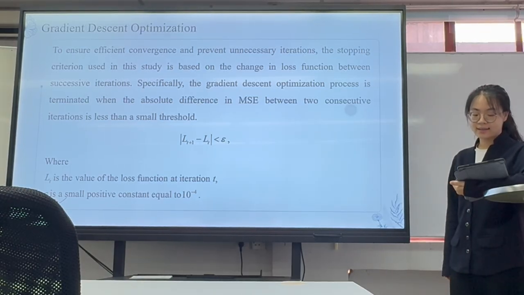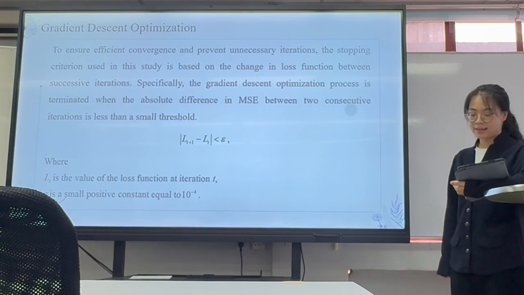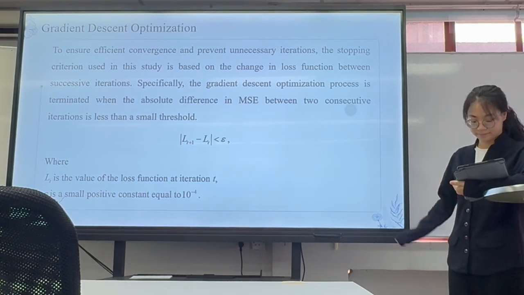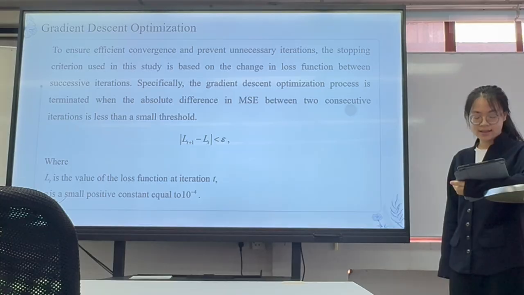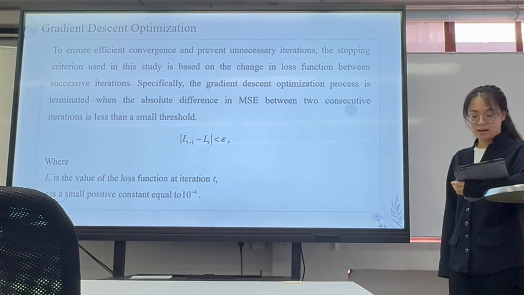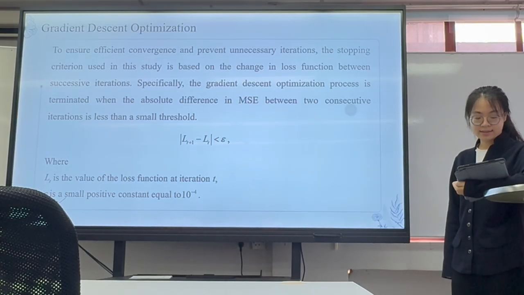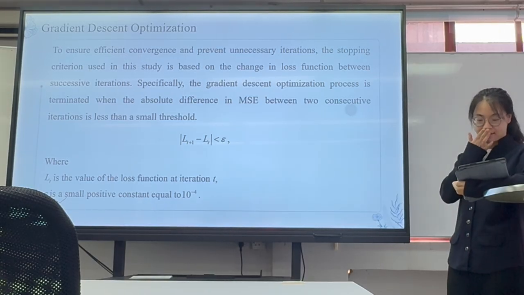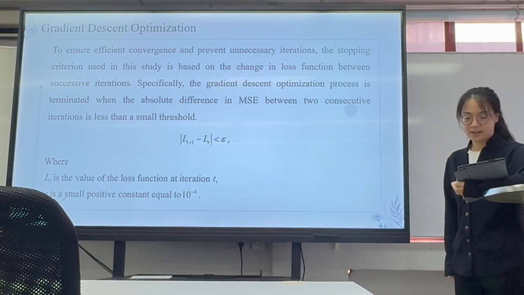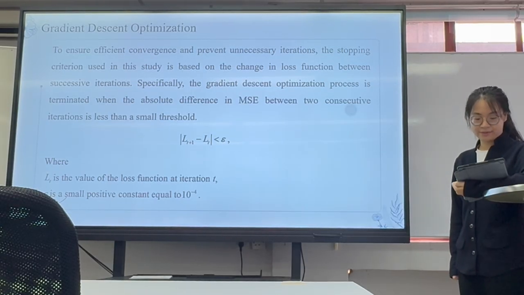Alpha here is the learning rate, which needs to be adjusted methodically to ensure efficient convergence and avoid unnecessary iteration. The stopping criterion used in this study is based on the change in loss function between successive iterations. Specifically, the gradient descent optimization process terminates when the absolute difference in MSE between two consecutive iterations is less than the small threshold.